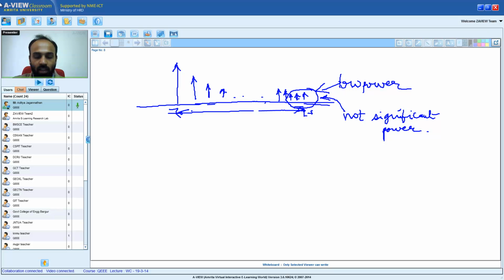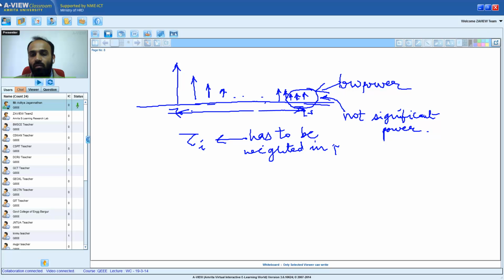That is, I have to weigh each delay corresponding to the power in the delay. That is, each delay tau i has to be weighted.